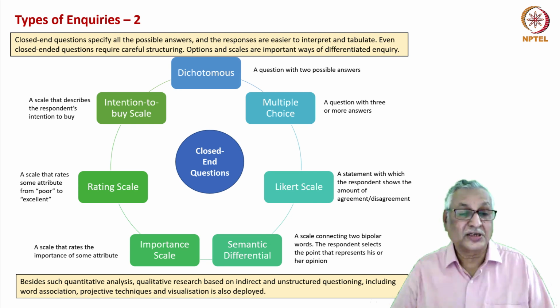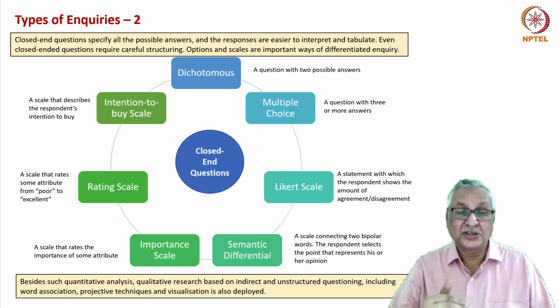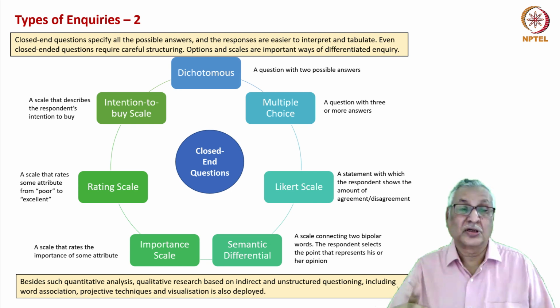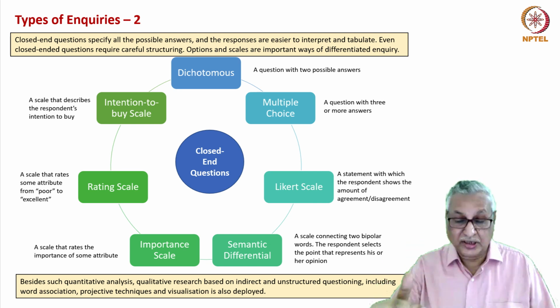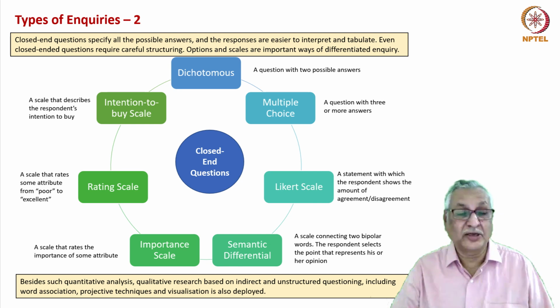Then there is the importance scale, a scale that rates the importance of some attribute. I like a dairy product which is thick and creamy, which is white in color, which is included with flavors, which is having fruits, which is having multiple color shades, and then the customer is expected to rank these things. Then the rating scale, a scale that rates some attribute from poor to excellent. Intention to buy scale, a scale that describes the respondent's intention to buy.